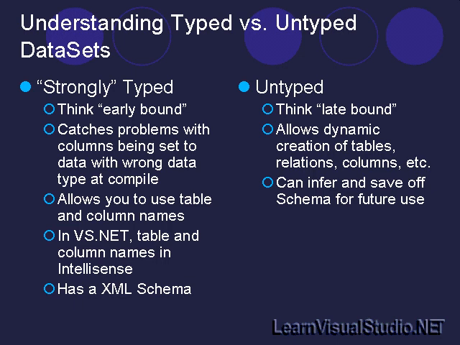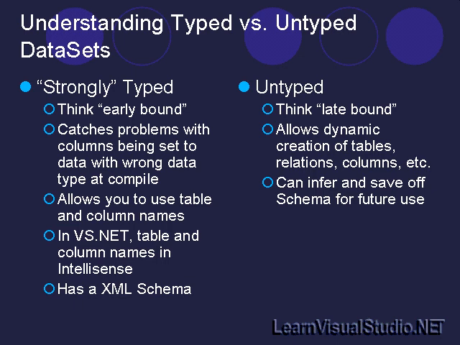We know what these columns look like, what their data types are in advance, so that when we're in the Visual Studio.NET IDE, we can use IntelliSense to basically refer to our tables by name and our columns by name, instead of using some type of string identifier or an ordinal identifier for a given column or table. It also has an XML schema. So if you have a strongly typed data set, you're going to have an XSD file somewhere in your project that holds the structure, or the metadata, about what that data table will look like.